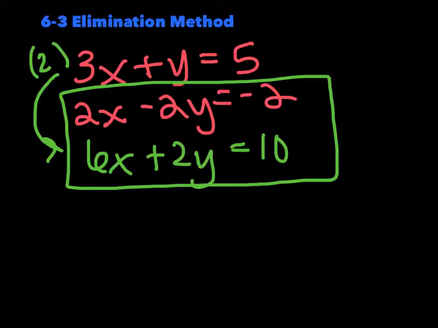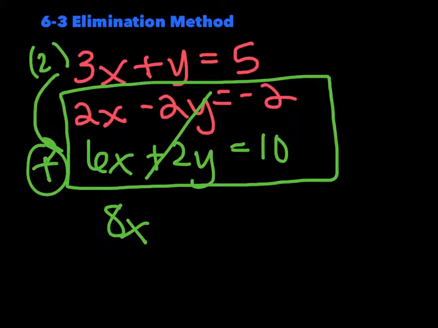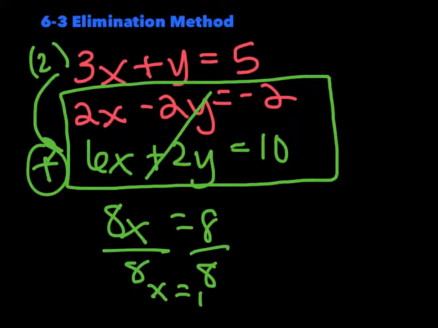So now you can eliminate your y's. And so if you add these together, because adding a negative and a positive will cancel. So 2x plus 6x is 8x. These are going to cancel each other out. And -2 plus 10 is equal to 8. Divide both sides by 8, so you get x is equal to 1. And then take your x as 1 and plug it into your equations and see what you get.